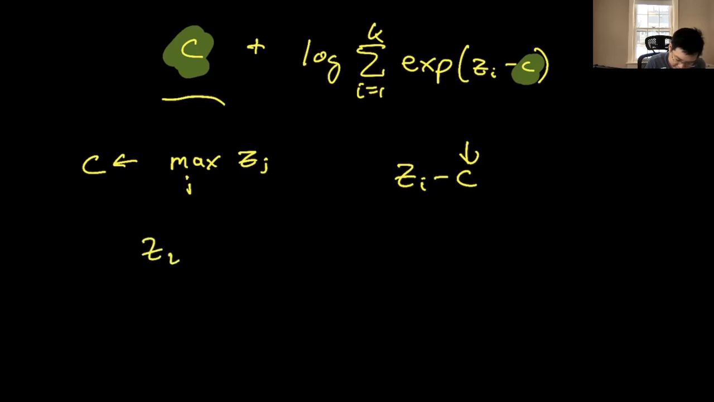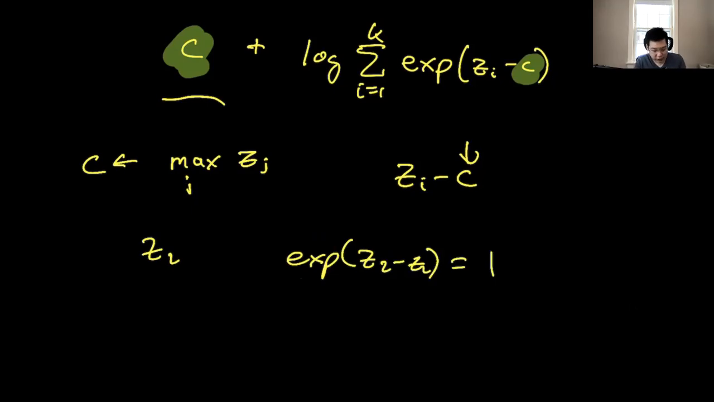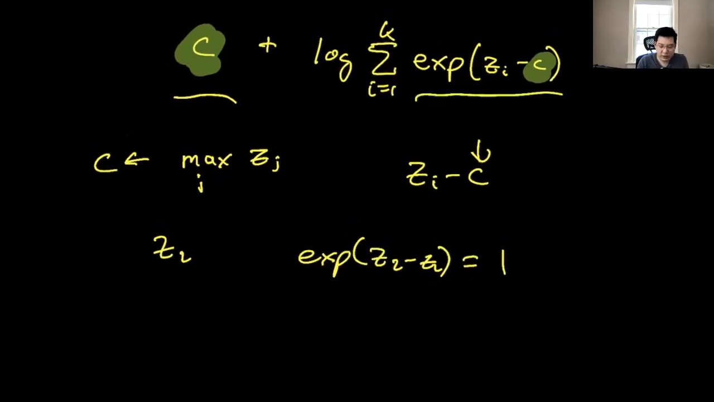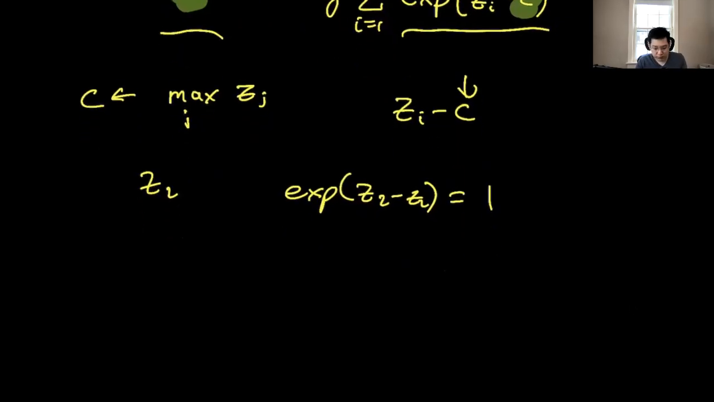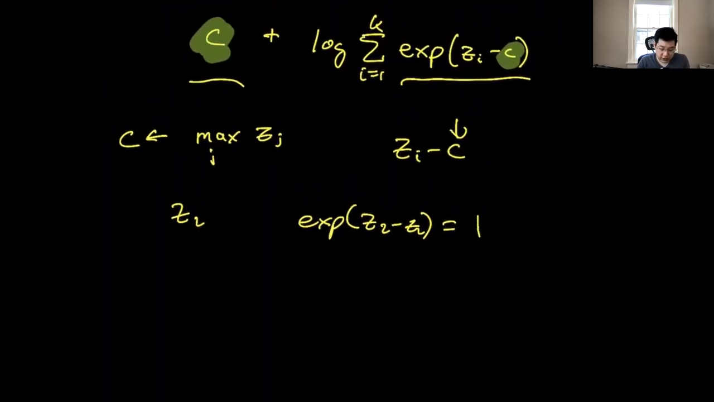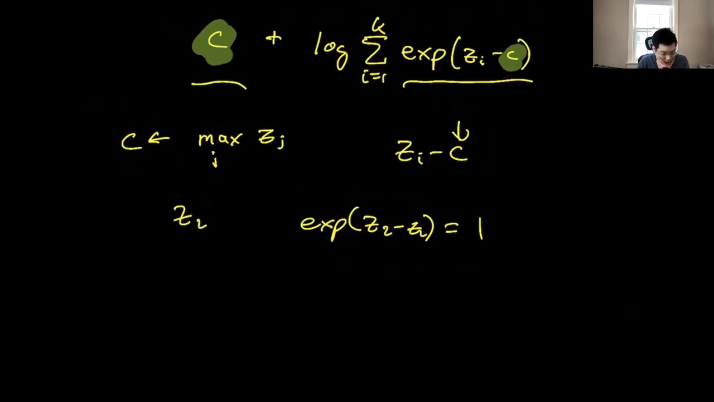Then the term inside the summation will be exp of Z2 minus Z2, which equals 1, right? It's exp of 0 is 1. So one of these terms in here is going to be 1. The rest of them, we don't know what they're going to be, but they're going to be something less than 1. We know that. I mean, that's basically the whole thing. What else do you want to say about this? Yeah, I think that's it.